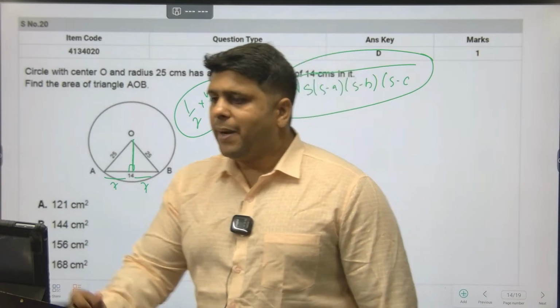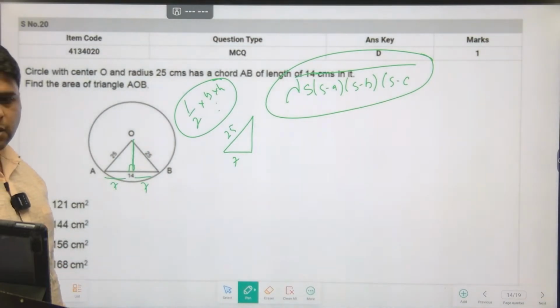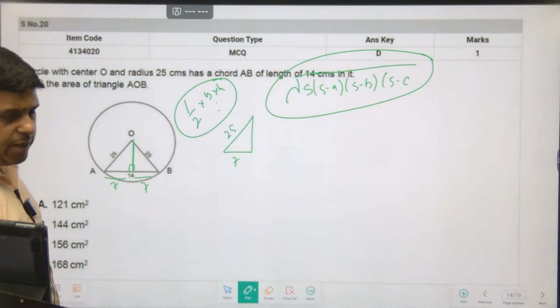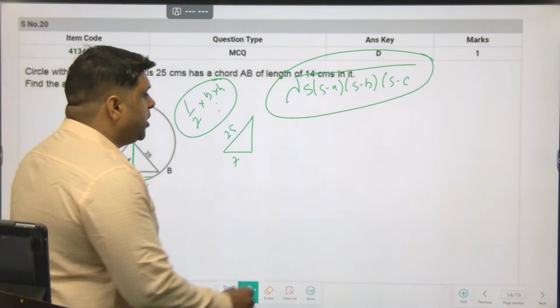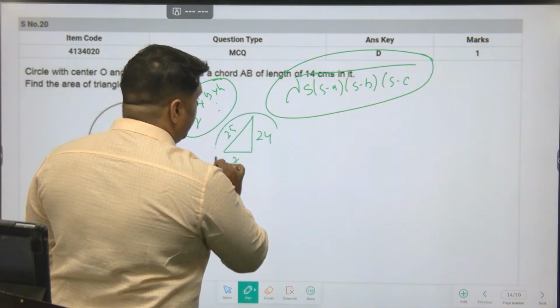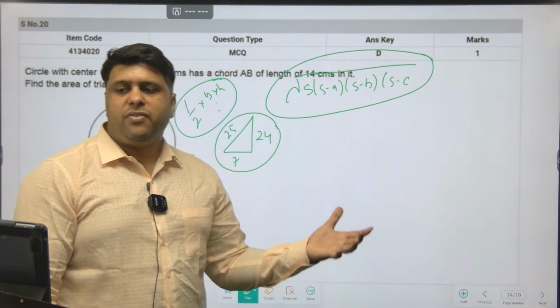So by applying Pythagoras theorem, I can find its value. Okay. So by applying Pythagoras theorem, we are going to find its value. If you know it, its answer is going to be 24. Okay. So these triplets we remember. You guys can apply Pythagoras theorem and find its value.